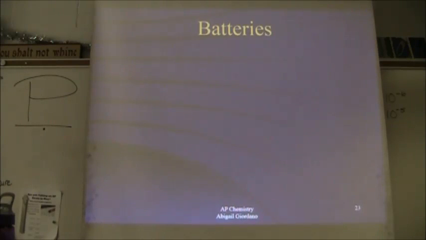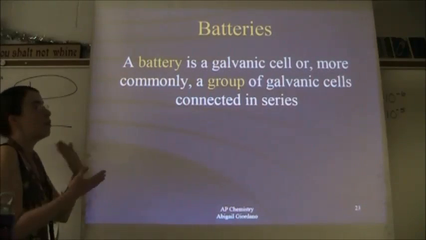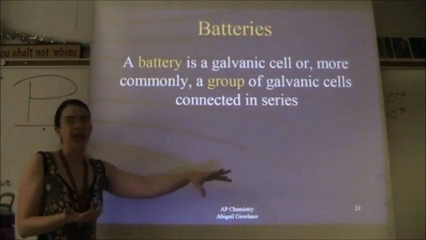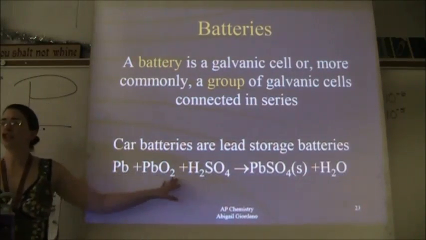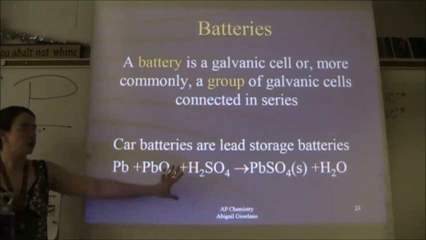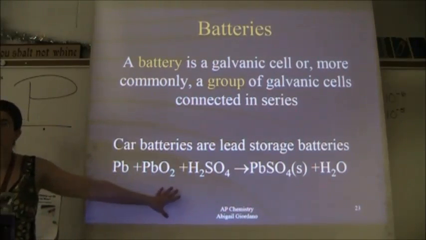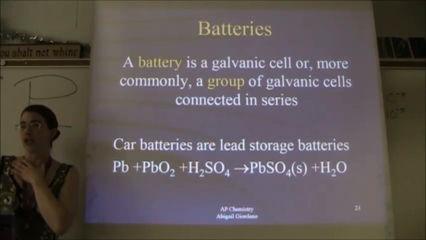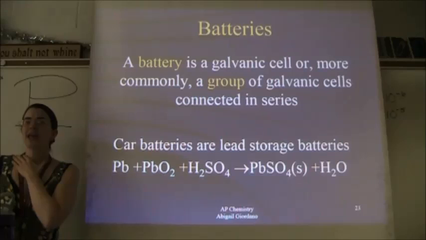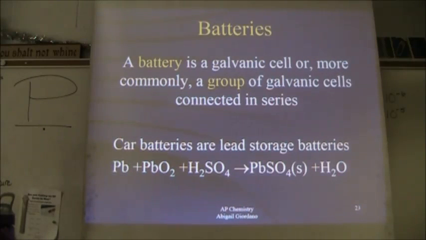Many galvanic cells. We talked about this a little bit. Okay? More than one galvanic cell connected in series. Okay? You don't need to write this down, but I just wanted you guys to be aware of the electrochemical reaction that takes place in a car battery. Car batteries are called lead storage batteries. Okay? I want you to look at this reaction. Why is it terrible, and maybe even against the law, I don't know, to throw away a car battery? Why would that be a terrible thing to do?